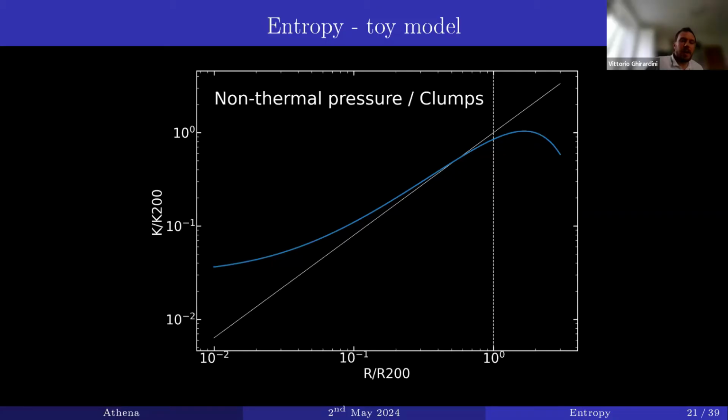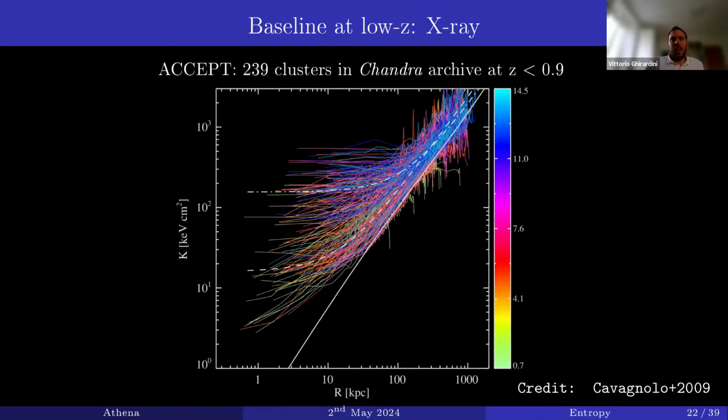So when you look at the entropy profile, when you look at its shape, it tells us directly some connection with the theory behind it. And before going to the evolution of the entropy, it's important to establish some sort of baseline entropy profile that we can assess at low redshift. And I decided to start with this work from Cavagnolo et al. 2009, where they took basically all the clusters that were present in the Chandra archive at that time, so roughly 239 clusters, as it's written there.